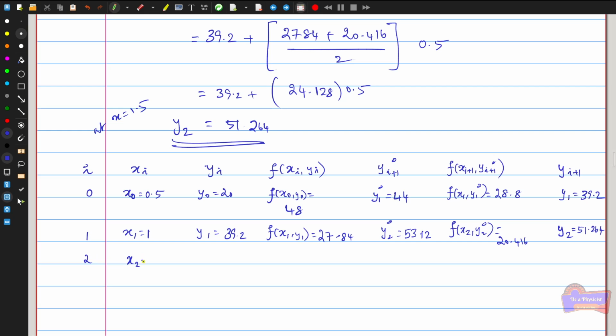At i equal to 2, you can find x2 equal to 1.5. You can calculate the yi value and the slope values as homework and show me in the next class.